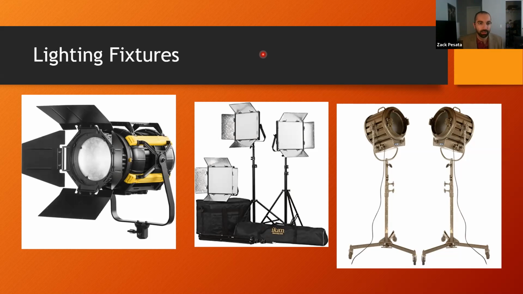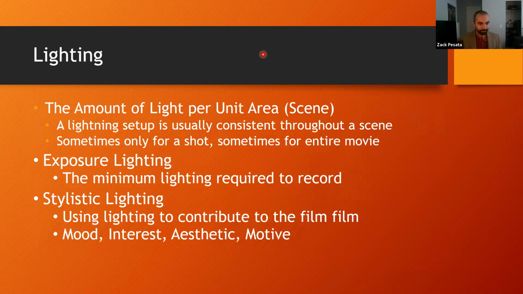Okay, so lighting. Lighting is the amount of light per unit area in a scene. Lighting setup is usually consistent throughout a scene, sometimes only for a shot, sometimes for an entire movie. The only thing I want to mention with this is usually a scene is lit, right? Each scene has its own style of lighting, and when you change locations, that style can change.